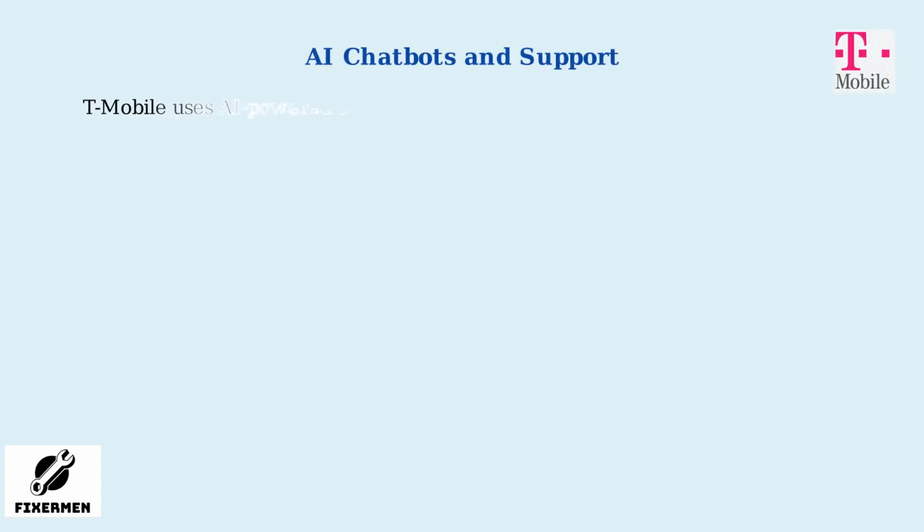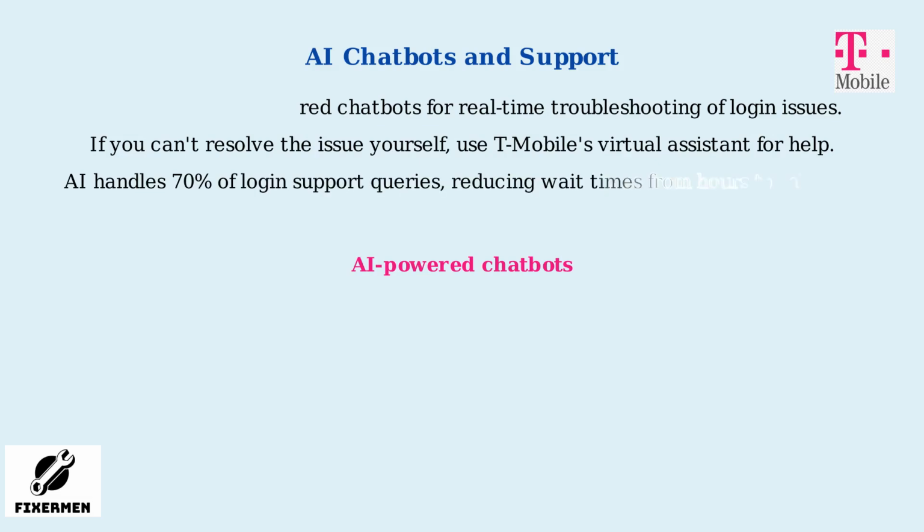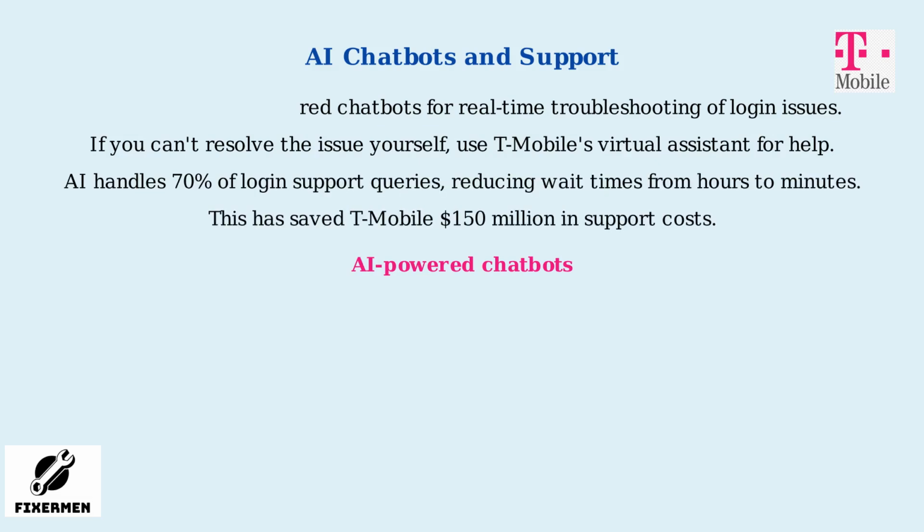T-Mobile uses AI-powered chatbots for real-time troubleshooting of login issues. If you can't resolve the problem yourself, their virtual assistant provides immediate help. AI handles 70% of login support queries, dramatically reducing wait times from hours to just minutes. This efficiency has saved T-Mobile $150 million in support costs.